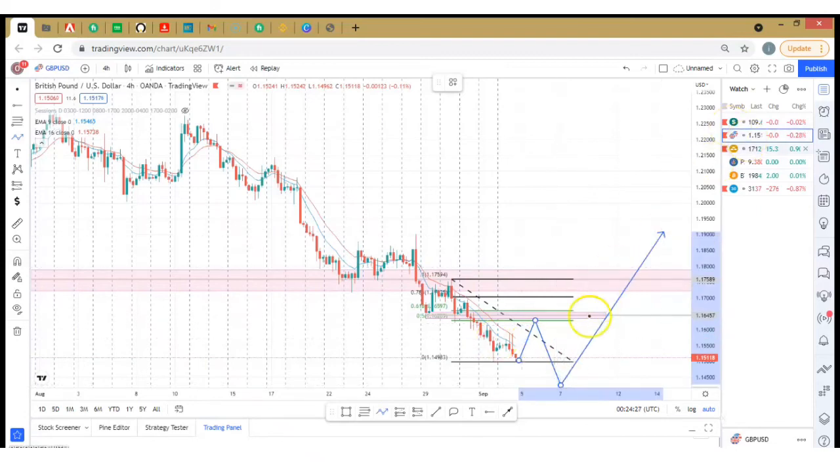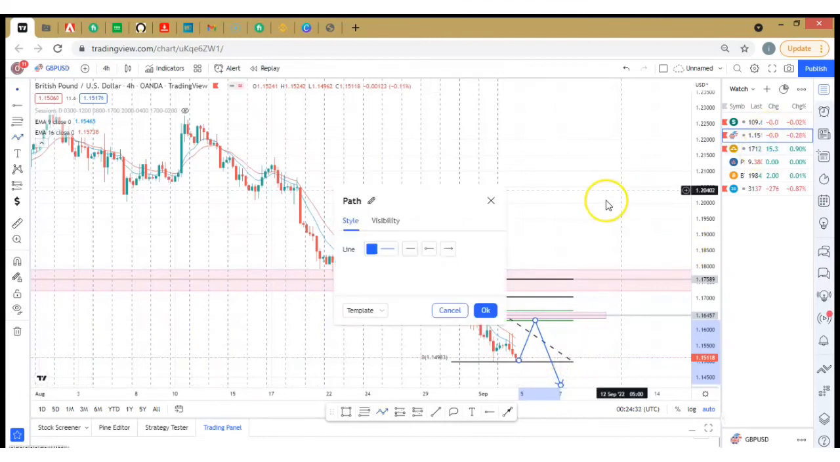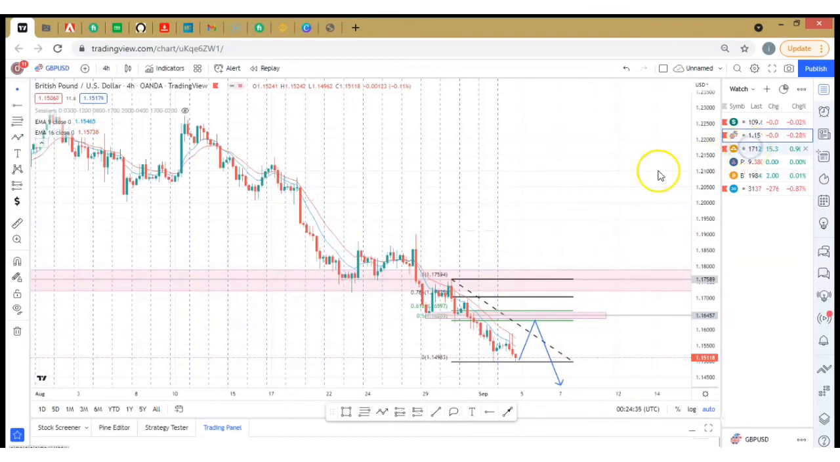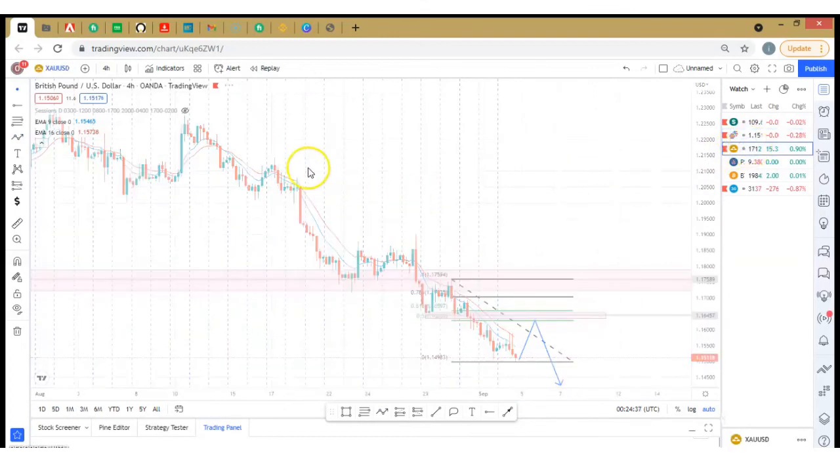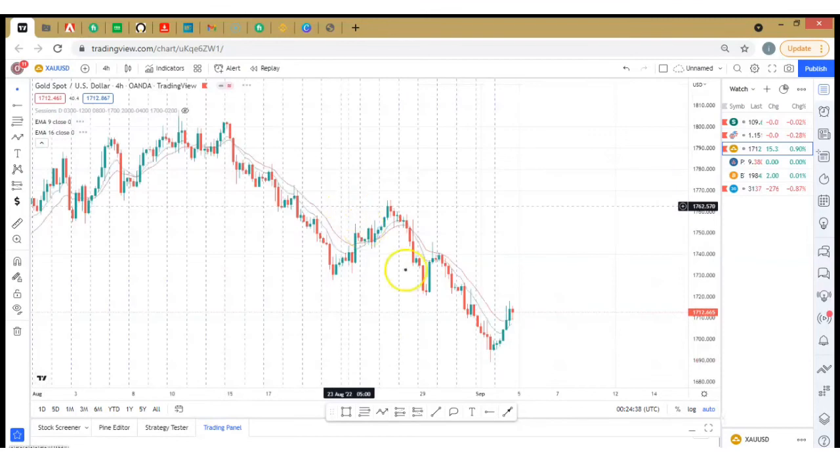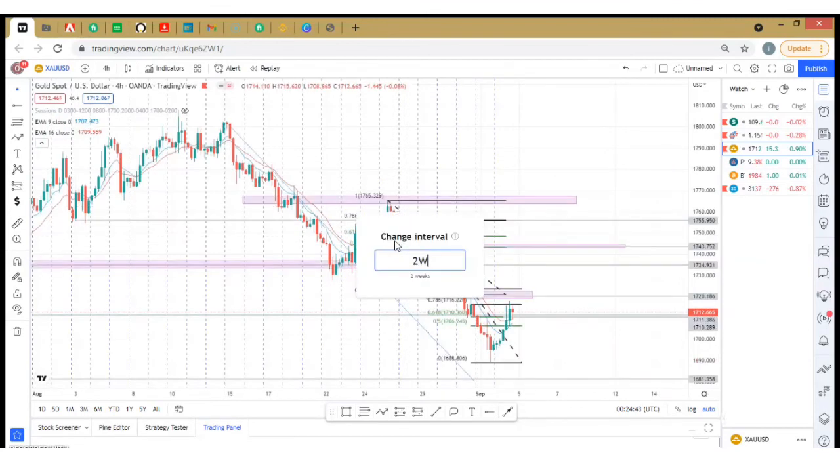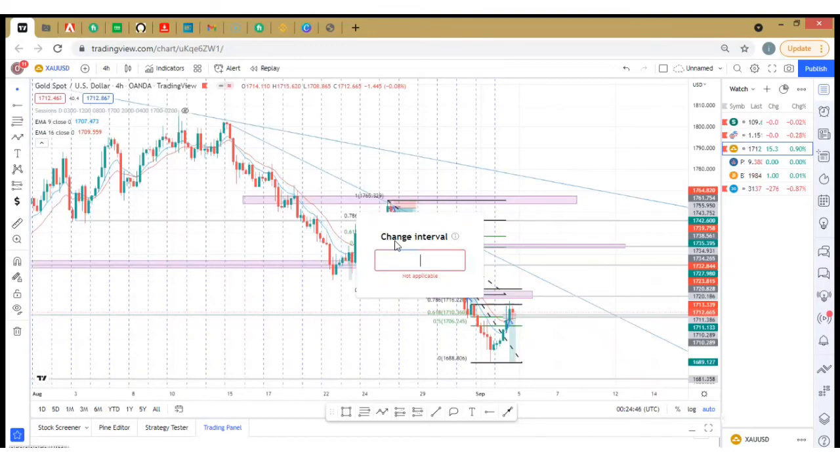for. And the next pair I trade is gold. So therefore I'm going to analyze gold. Go to gold. Okay, and the next thing I do, I go to the weekly time frame. Go to the weekly.